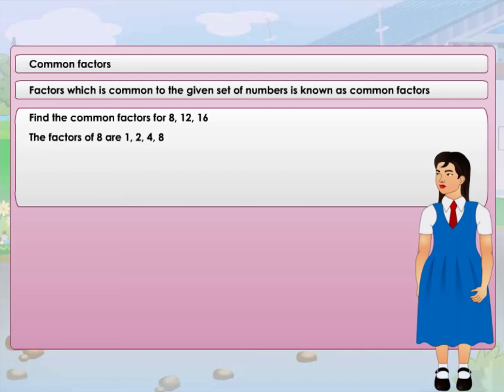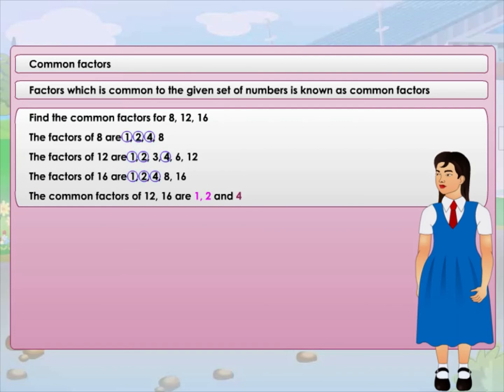The factors of 8 are 1, 2, 4, and 8. The factors of 12 are 1, 2, 3, 4, 6, and 12. The factors of 16 are 1, 2, 4, 8, and 16. Here, 1, 2, and 4 are the common factors for the given numbers. Hence, the common factors of 8, 12, and 16 are 1, 2, and 4.